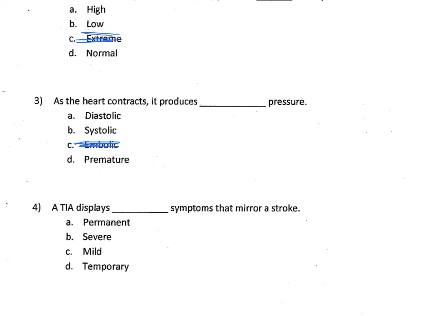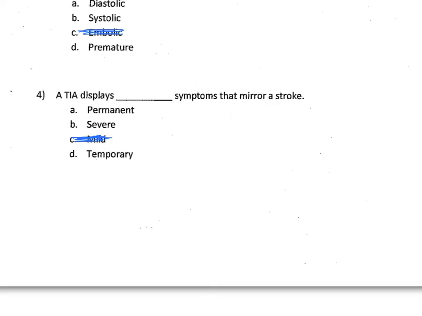Number 3, as the heart contracts, it produces what type of pressure? Is it A, diastolic, B, systolic, or D, premature? Number 4, a TIA displays what symptoms that mirror a stroke? You've got to remember here, think about what TIA stands for. Is it A, permanent, B, severe, or D, temporary?